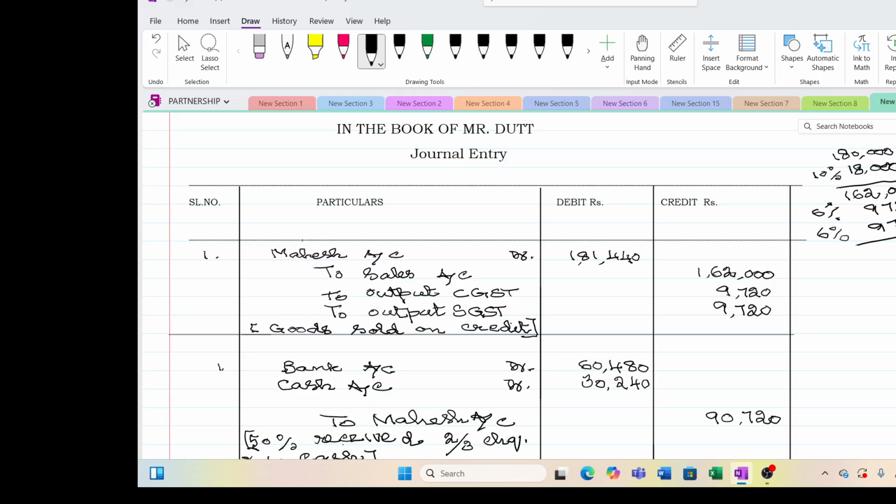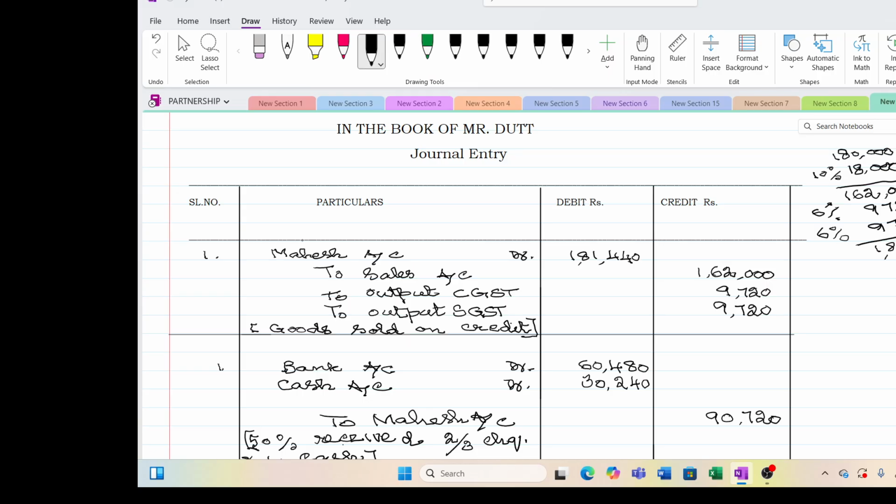All of you know what is central GST, state GST and IGST. So within the state, it is central GST and state GST we have to claim. So they have given the rate of 6%. The total comes to 1,81,440. For time saving, I have written the journal in advance. I will just explain, and you will be able to follow it.